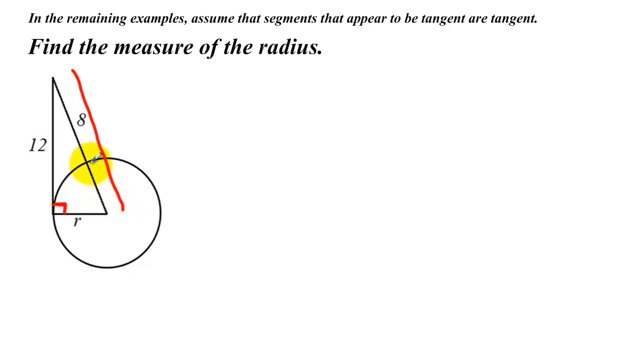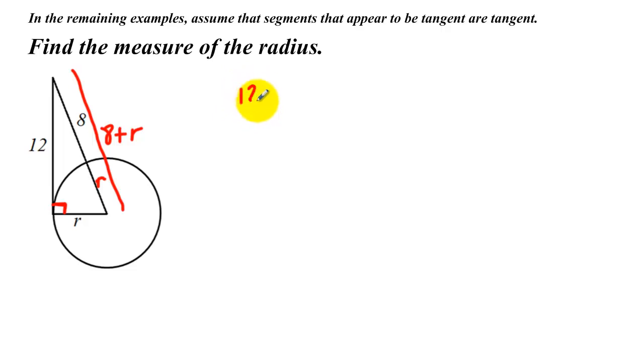The only thing we know is that this is a radius, but we don't know anything else about it, so I can call it r. And so this whole thing is how long? 8 plus the r. That's all I know. It's going to make this a little bit more intense with the algebra, but it's still the Pythagorean theorem.